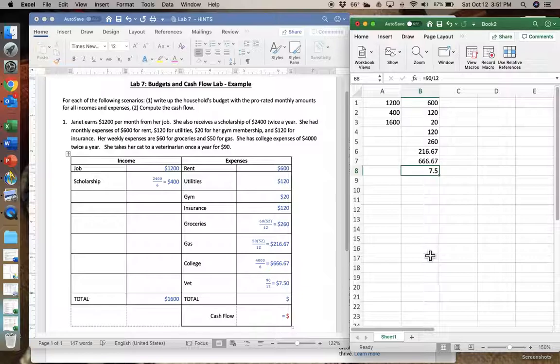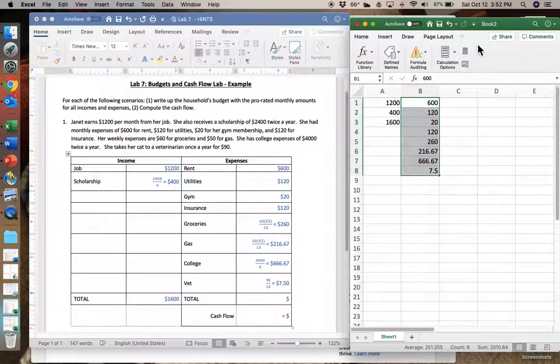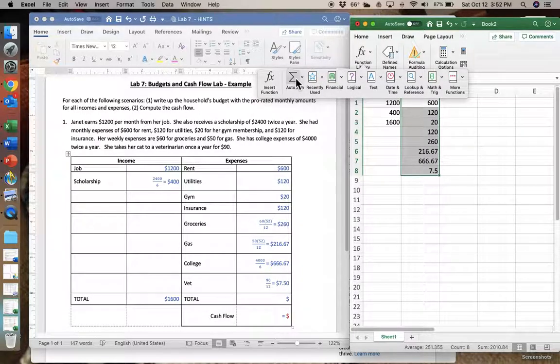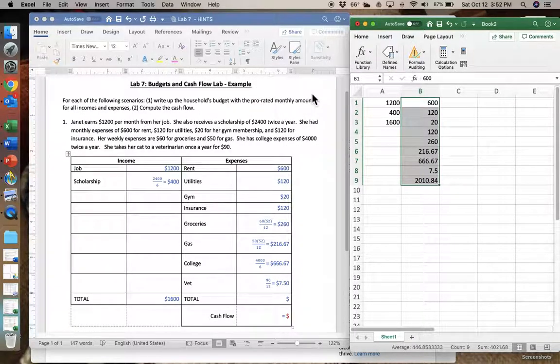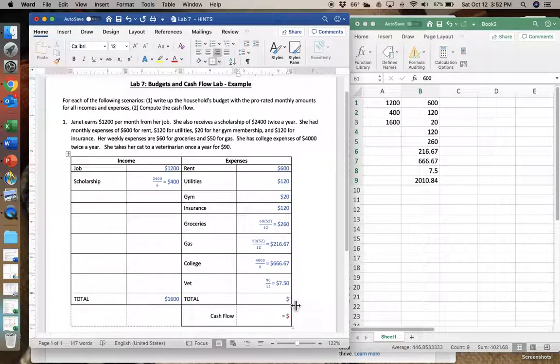And then it wants the total. An easy way to find the total in Excel is just to hold down your mouse and grab that whole selection of cells there. And then we go to Formulas and go to the sum. And so that tells us that her total amount that she has in expenses each month is $2,010.84.